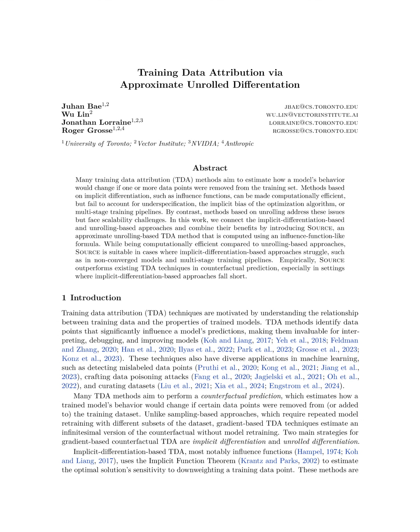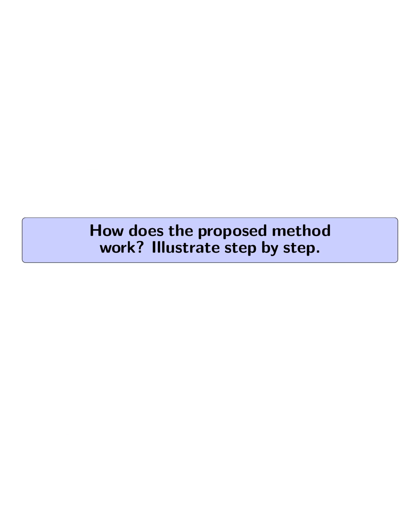The method aims to provide a more efficient and effective way to estimate the impact of removing specific training data points on the model's behavior without the need for repeated model retraining, making it valuable for interpreting, debugging, and improving machine learning models. How does the proposed method work? Illustrate step by step.